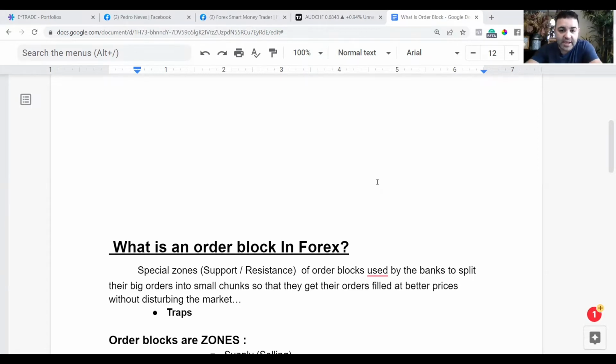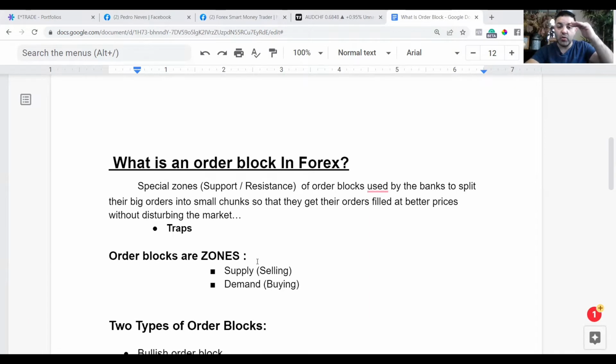So let's get into the content. An Autoblock is a special zone, again support and resistance, or also known as supply and demand, which we'll cover. It's used by the banks. They split their orders in small chunks. They divide their millions of dollars, they move the market, and then they have to move it again to fill their orders, so they're not in drawdown. This is important, without disturbing the market.